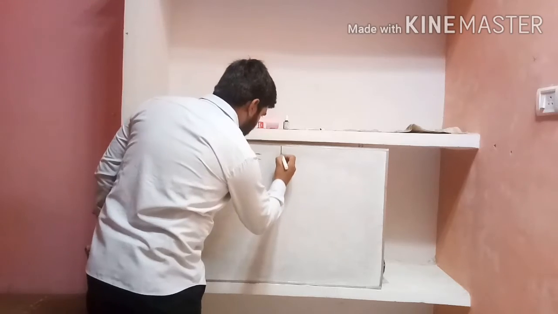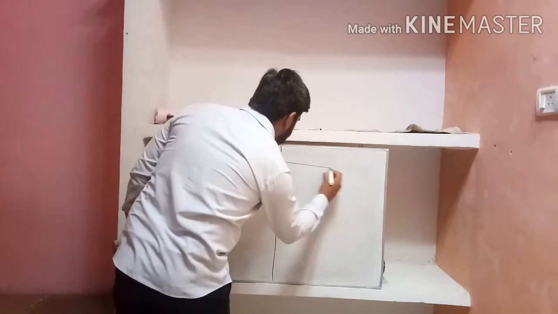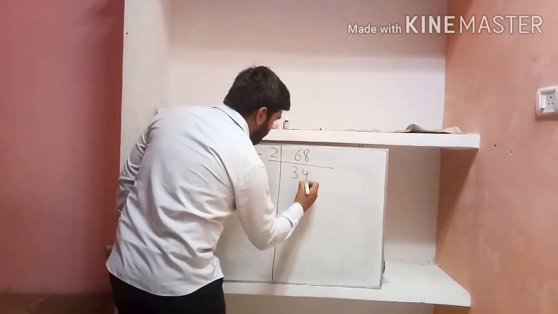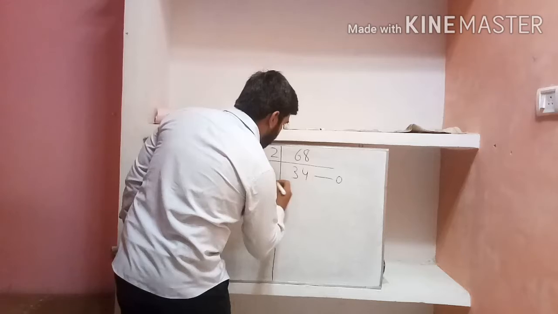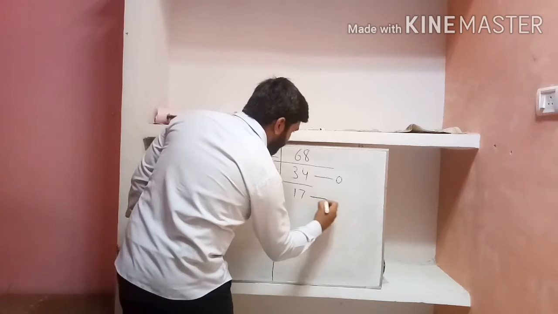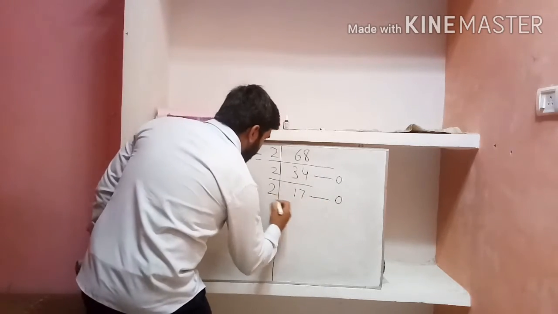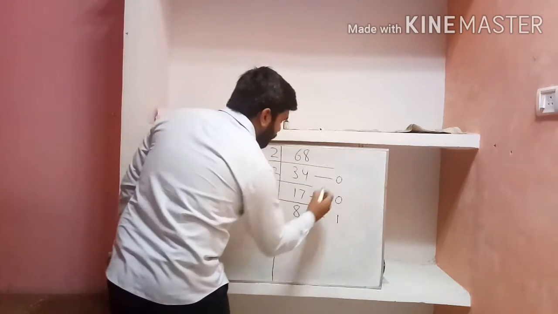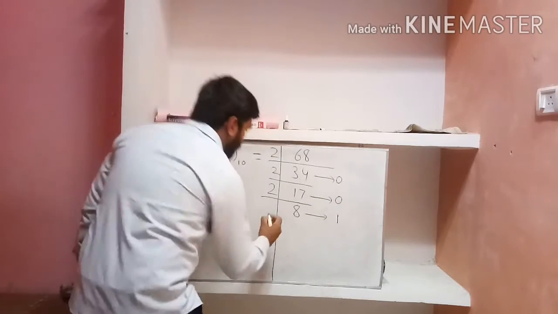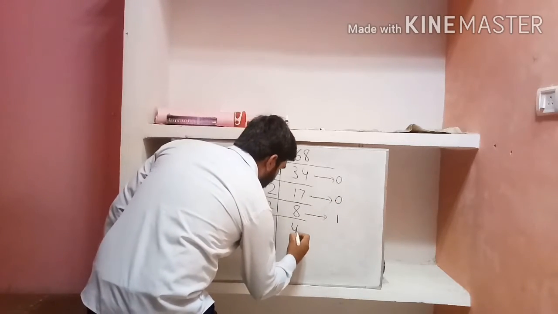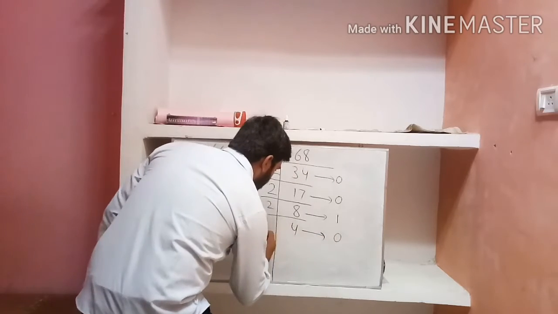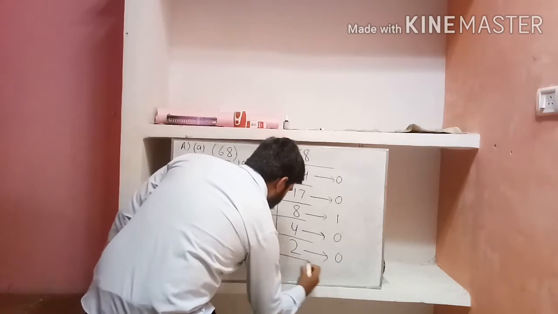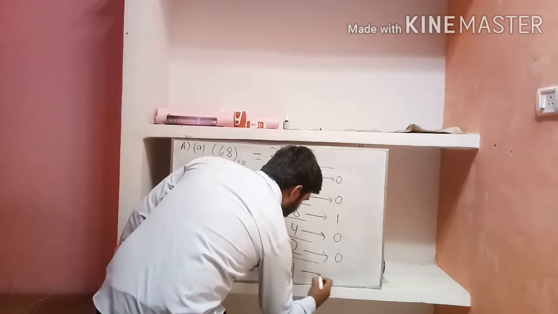So what you have to do? See, divide 68 by the base of binary, 2. 2 34s are 68, remainder 0. 2 17s are 34, remainder 0. See, 2 8s are 16, remainder 1. So I am writing all these remainders. Now again 2 4s are 8, remainder 0. Now 2 2s are 4, remainder 0. Now 2 1s are 2, remainder 0.